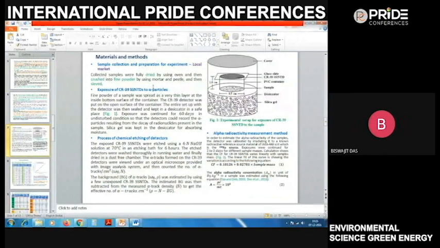Now, this is the slide for the materials and methods. All the samples were collected from the local markets of our state, West Bengal, in India. Firstly, collected samples were fully dried using an oven, then crushed into fine powder using a mortar and pestle, and then sieved.